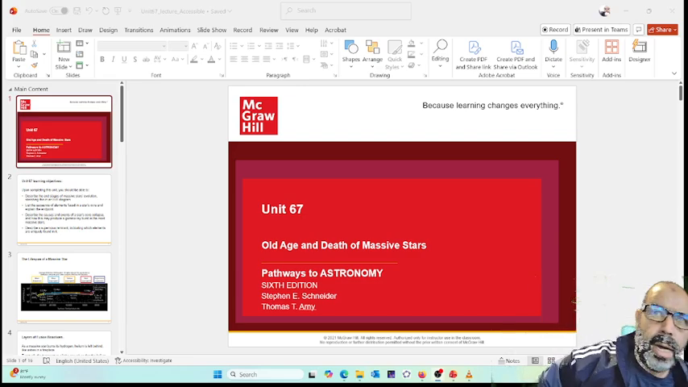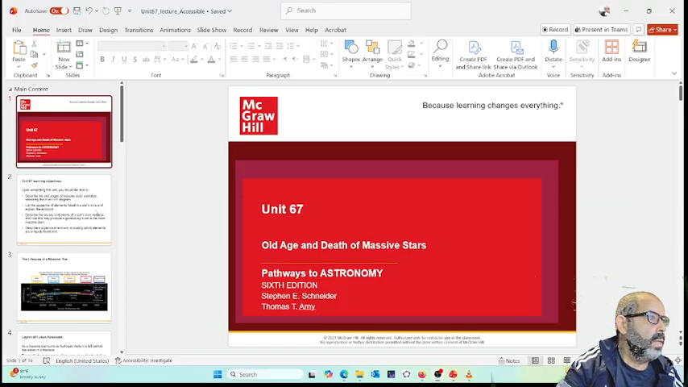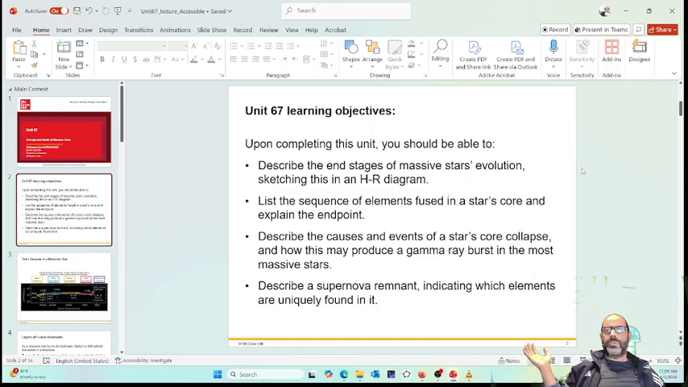This is basically how massive stars end their lives, or how they die. So we're going to describe the end stages of a massive star's evolution, sketching this through the HR diagram. Also, we're going to list the elements fused in a star core and explain the endpoints. Basically, at some point, a star cannot fuse anything past iron. That's the last element the star can make.